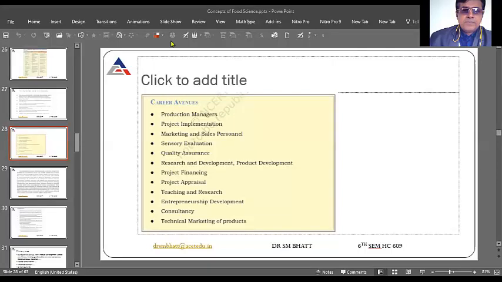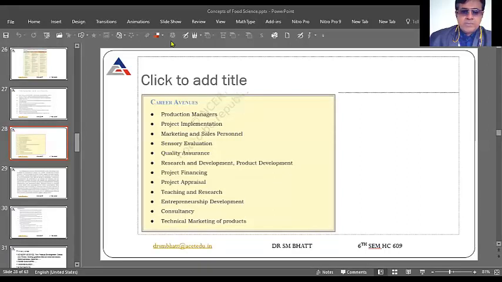Sir, how is the expiry period of different manufactured food determined in the industry? Shelf life, you are asking, no? You are asking how the food lifetime is determined, no? Yes, sir. That's all.